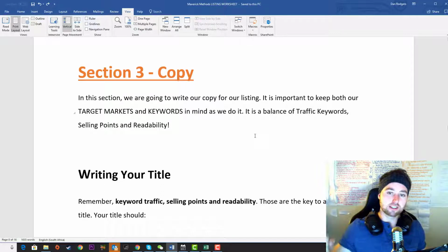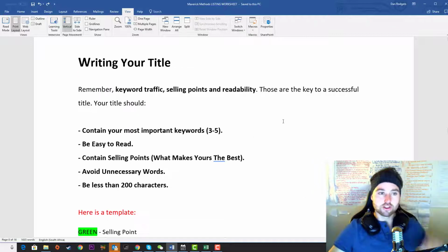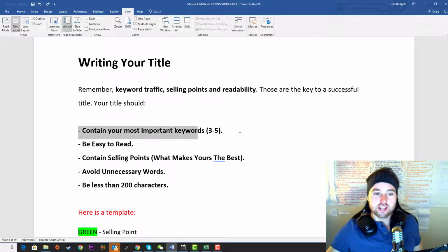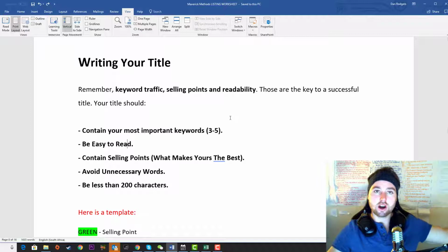It's always a balance of traffic keywords, selling points, and readability. So writing the title, we want to contain our most important keywords, 3 to 5 of the most important. We want it to be easy to read, contain selling points. Remember, you also want to market here.